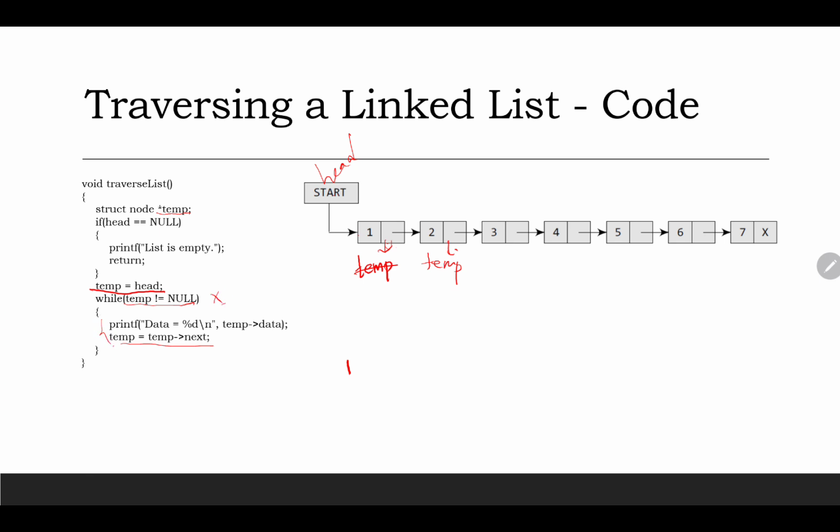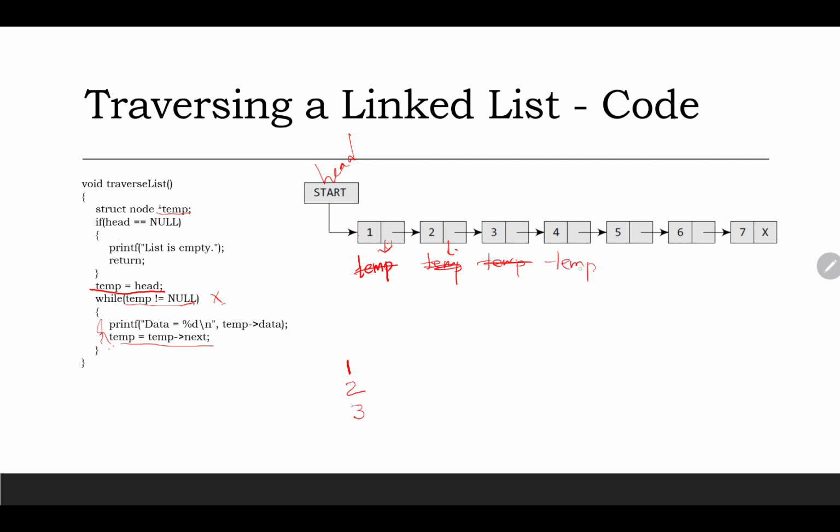Till this condition becomes false, we have to execute this step. So it will print the data. So the data is 2. Then it will move to the next temp. Then we are checking the condition, that is temp is not equal to null. Yes, it is not equal to null. So it will execute the loop. So it will print the value of the node 3 and next it is temp.